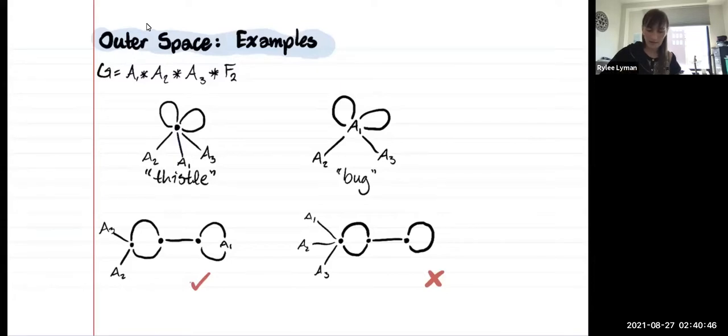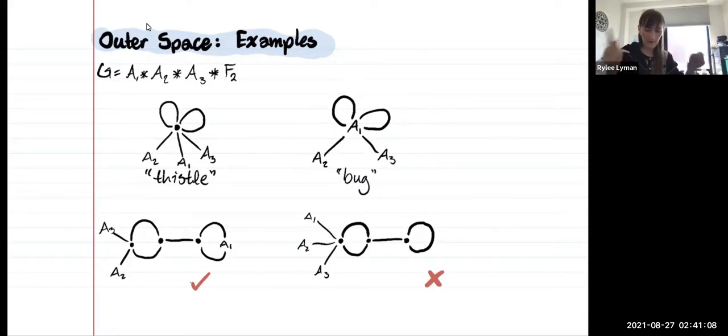A bug looks a lot like a thistle, except instead of having this center vertex that's not a cone point, it is a cone point. Oops, let me erase that. So I have this vertex here, which is a cone point, A1, and then the arrangement of everything else is kind of like a thistle.